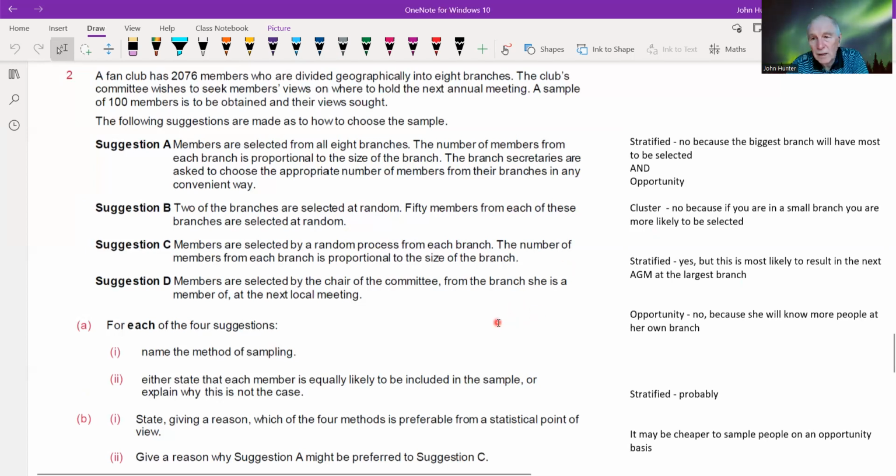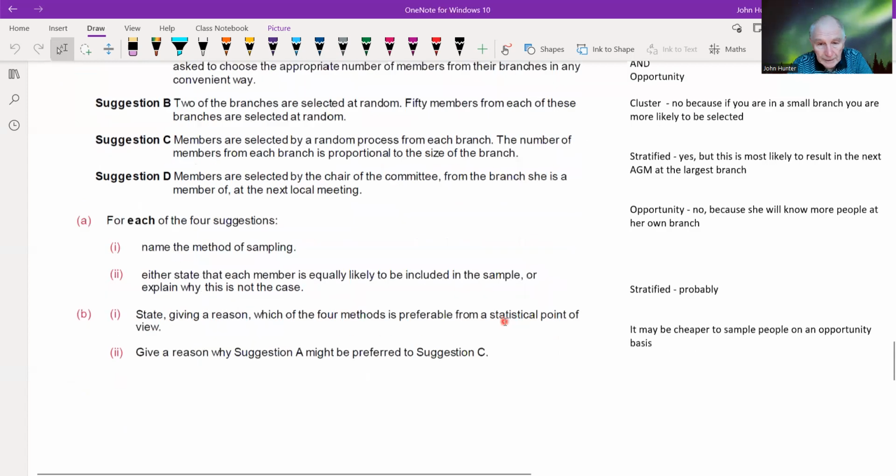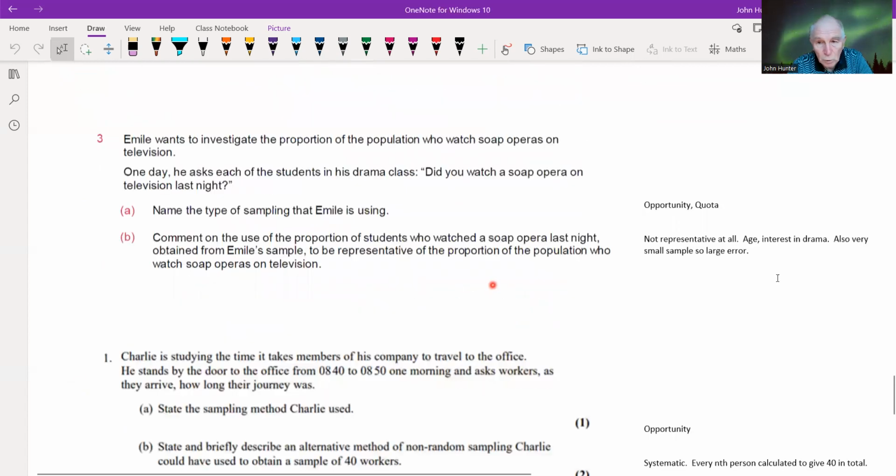You have to understand the methods, understand the trade-off between randomness, in other words large random samples, and the cost, and draw your own conclusions. So it's quite difficult to give you a really watertight method of doing these, but if you understand the underlying principles, that will stand you in good stead. Let's just have a look at a couple more.